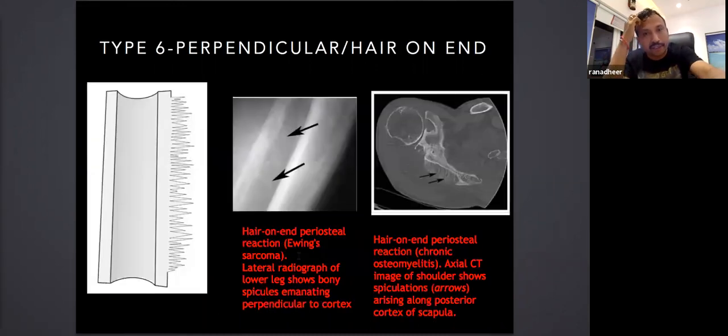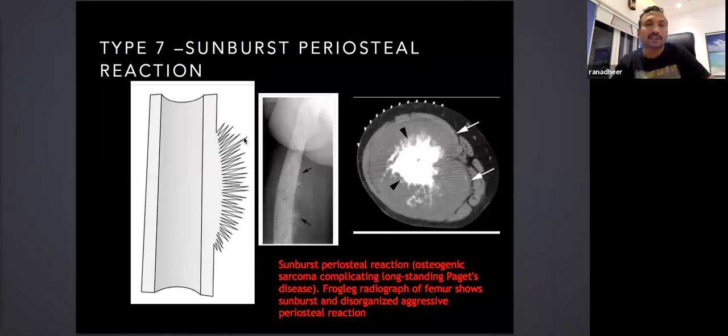See, this is hair on end. Okay, this is seen in Ewing sarcoma. One of the differential diagnoses is long-standing chronic osteomyelitis. That's why whenever we have a single lesion, we ask whether you have old radiographs and what is the type of periosteal reaction and all these things. Sunburst periosteal reaction is a very aggressive form of periosteal reaction seen in osteosarcoma. See, nicely you can see on the CT scan this sunburst and disorganized aggressive periosteal reaction.